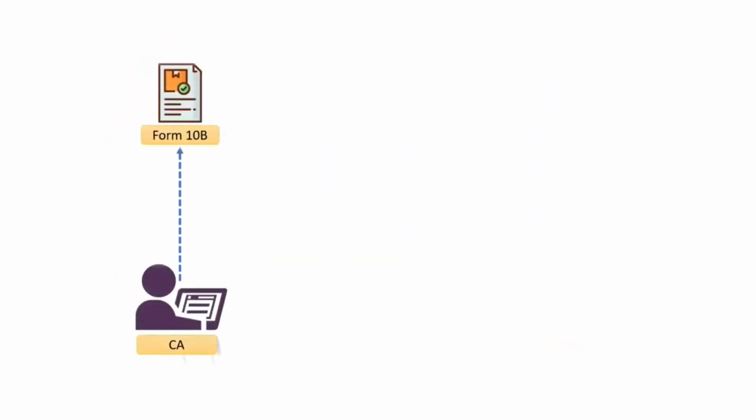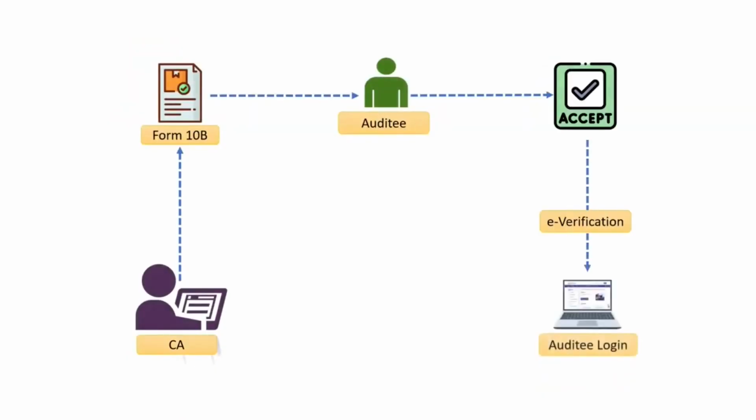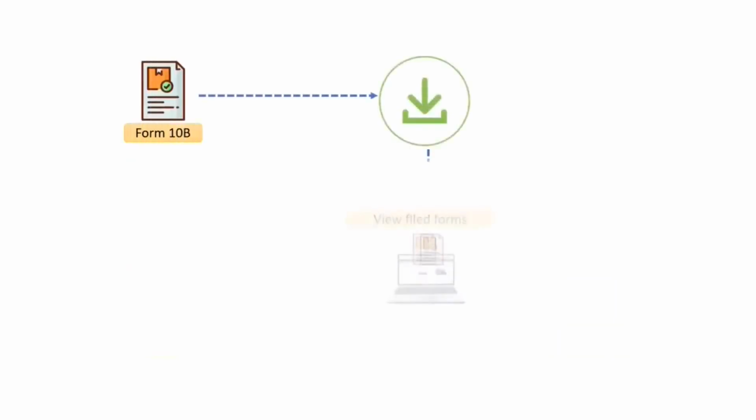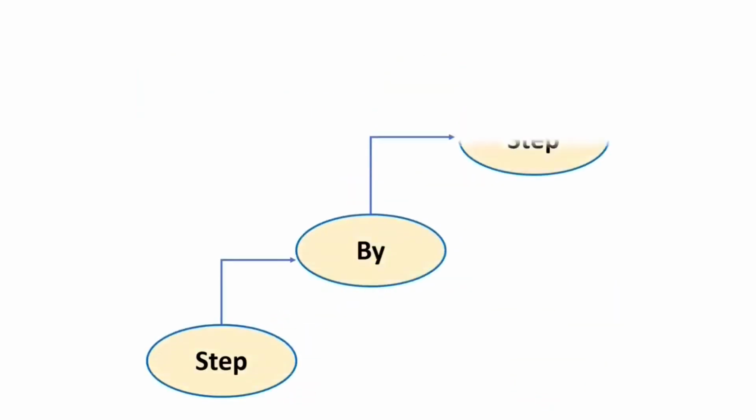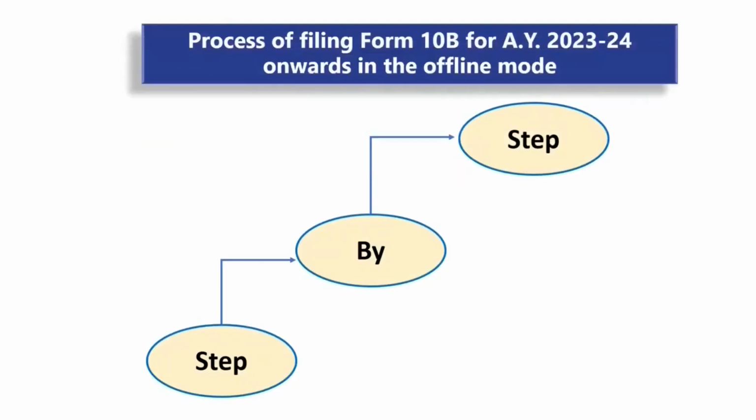The form will thereafter be required to be accepted by the auditee, and the auditee is required to complete the process of e-verification under the auditee login. Post filing of the form, the submitted form can be downloaded from View Filed Forms functionality for both CA as well as auditee login. Let us now see step by step the process of filing Form 10B for assessment year 23-24 onwards in offline mode. You may refer to the offline utility user manual to learn more.